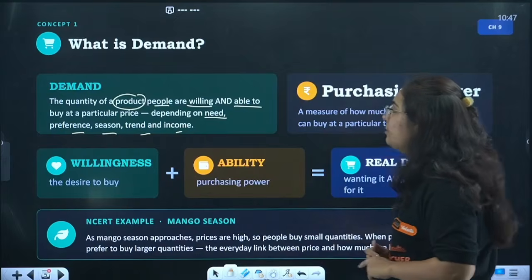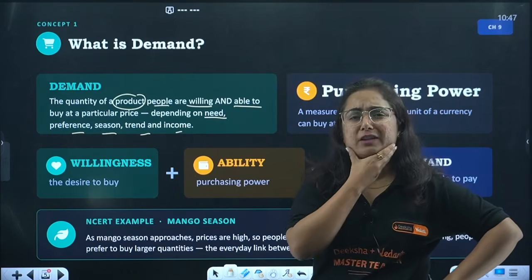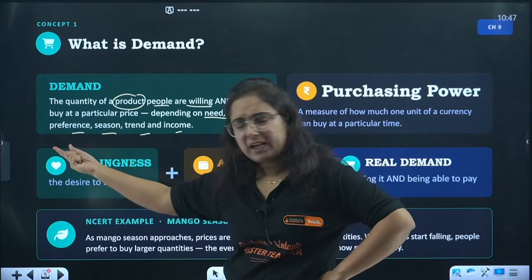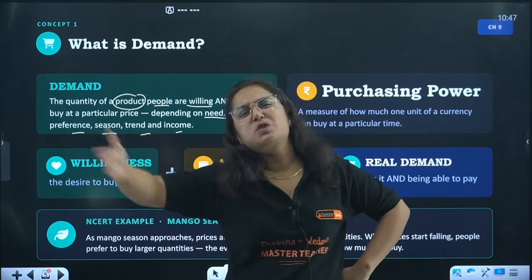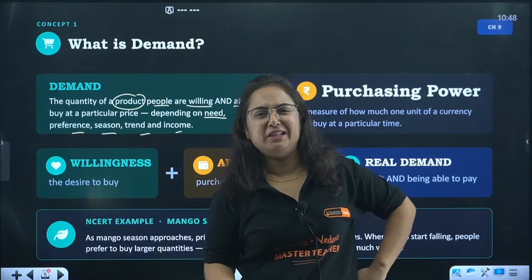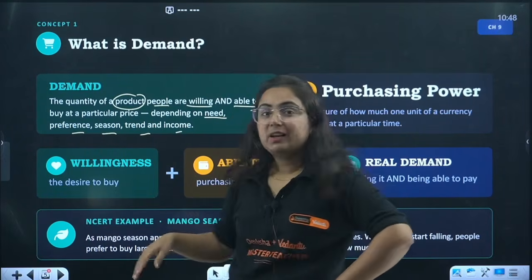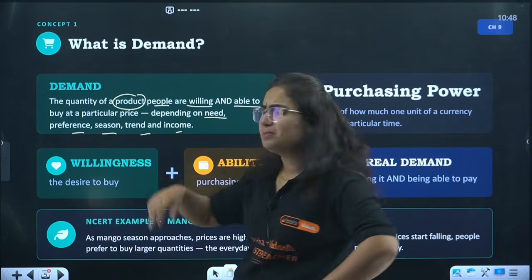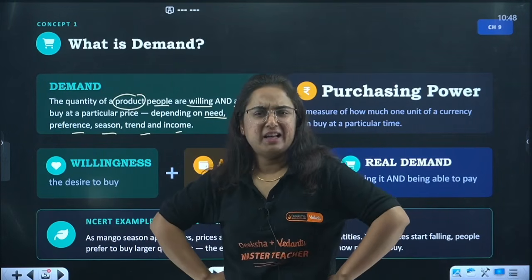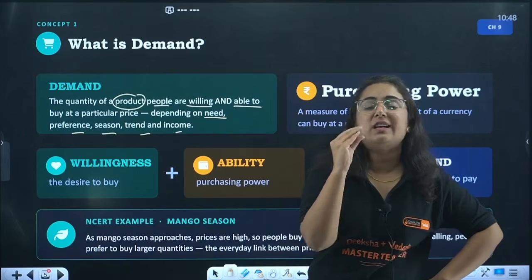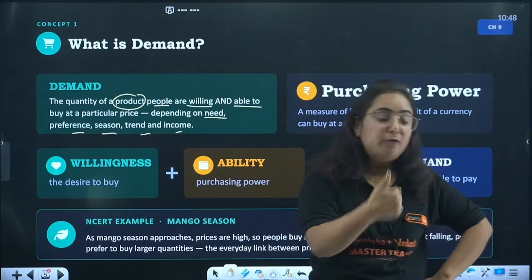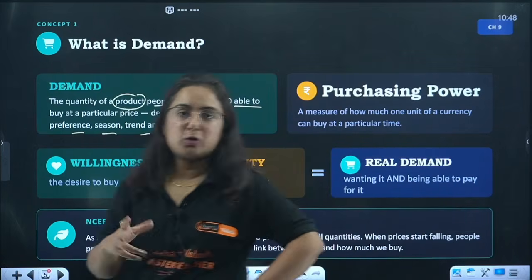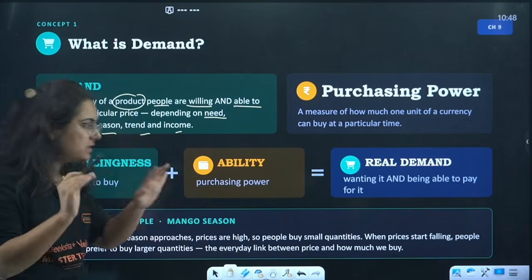Let me tell you, I always think, do I have a need to buy the iPhone? Is it my preference? Let me wait for the next product, the 18, to come, so that the 17's price drops. Or yes, it is trendy, it's with everyone. I'm just giving examples. Does my income allow me to buy an iPhone? All these are the factors we think about before buying a product, isn't it?